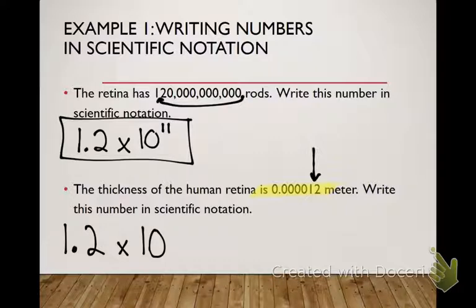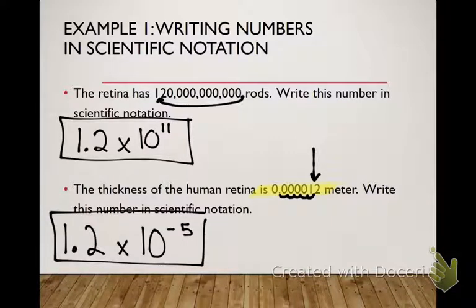Now I still count how many decimal places did I go? 1, 2, 3, 4, 5. But now since I went the other way, it's to the negative fifth power. 1.2 times 10 to the negative fifth power. Another way that you can remember this is for really large numbers, my exponent's positive. For really, really small numbers, my exponent needs to be negative.